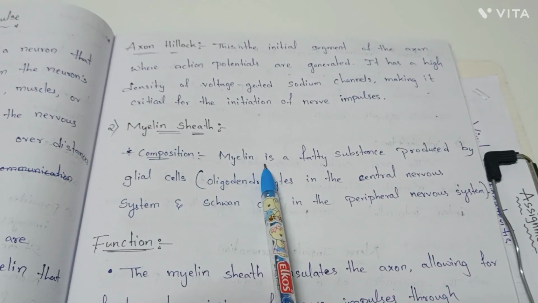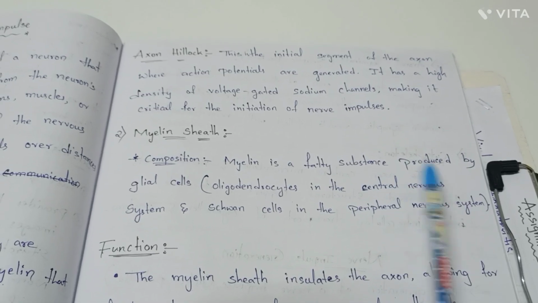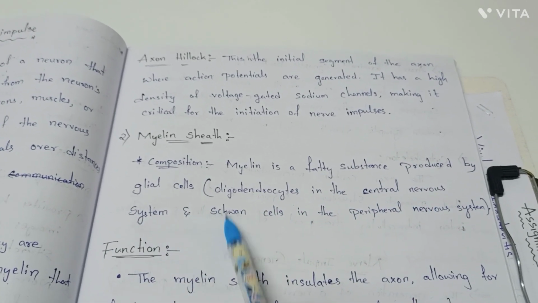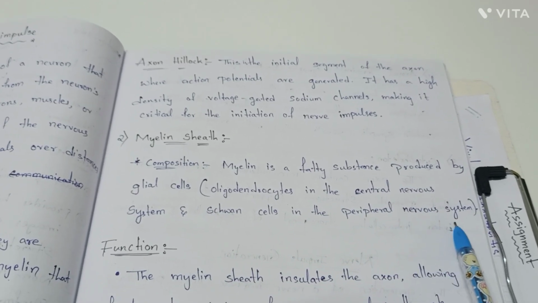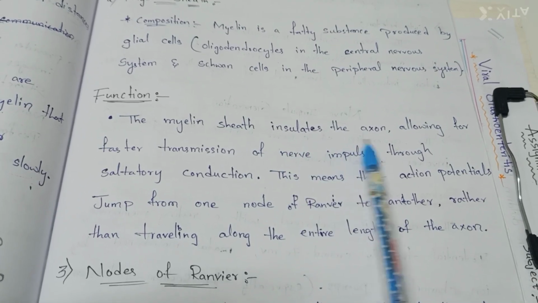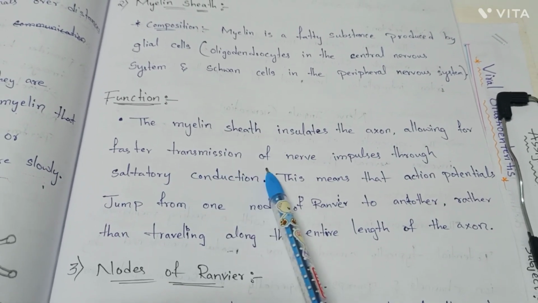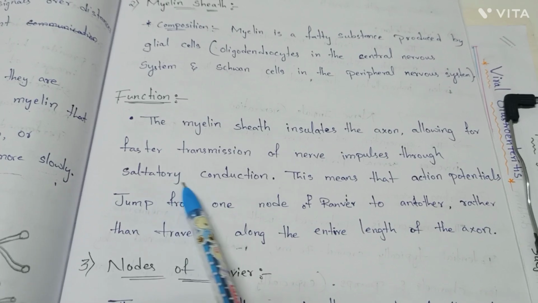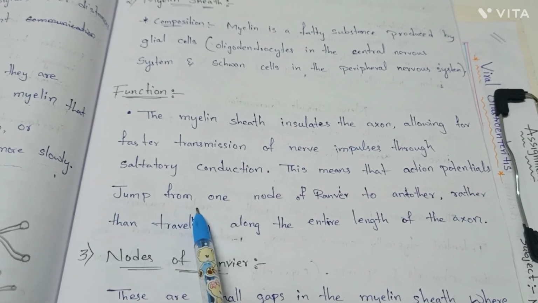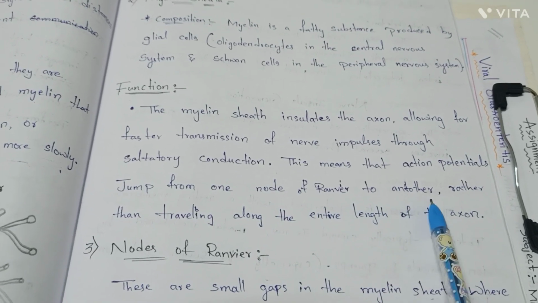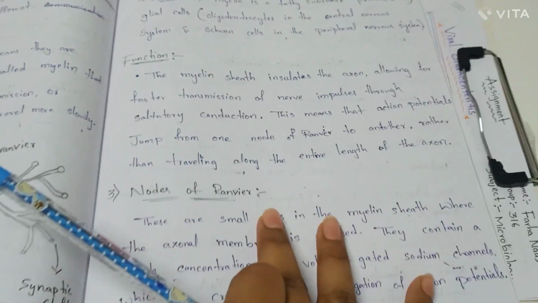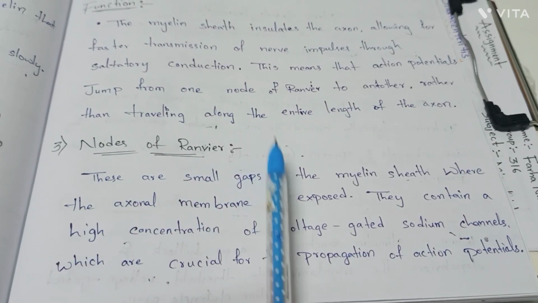Myelin sheath composition. Myelin is a fatty substance produced by glial cells: oligodendrocytes in the central nervous system, and Schwann cells in the peripheral nervous system. Functions. The myelin sheath insulates the axon, allowing for the faster transmission of nerve impulses through saltatory conduction. This means that action potentials jump from one node of Ranvier to another, rather than traveling along the entire length of the axon.